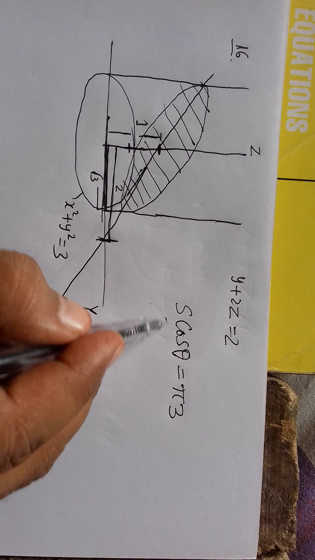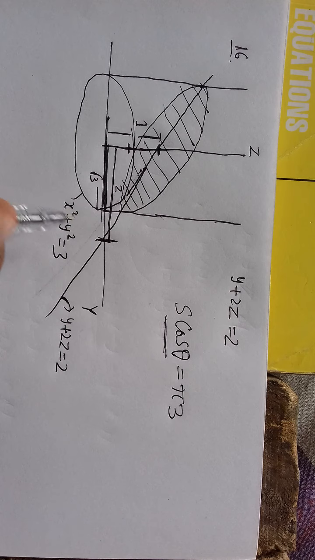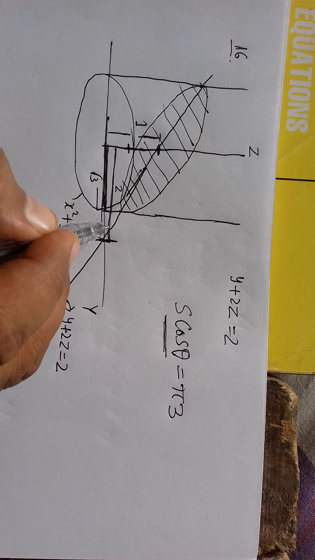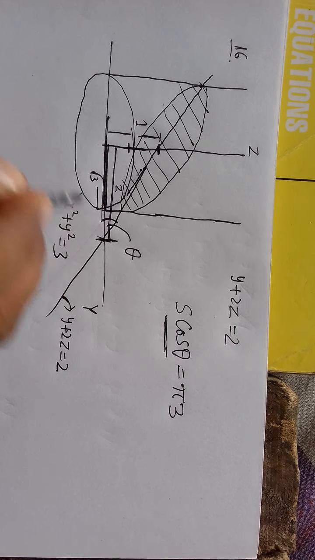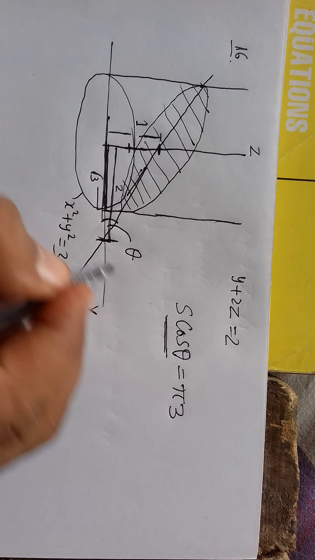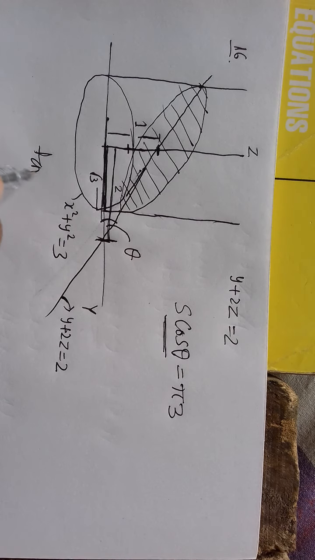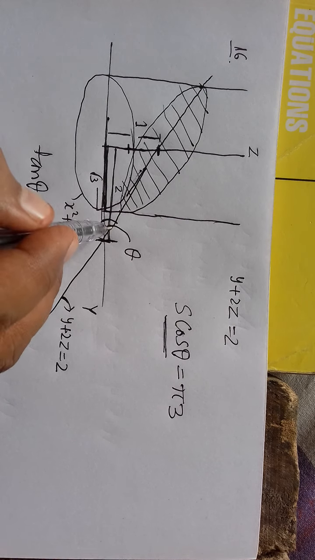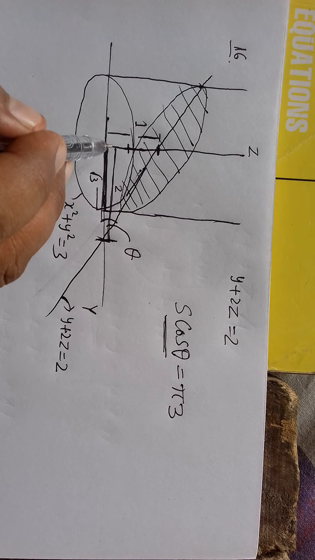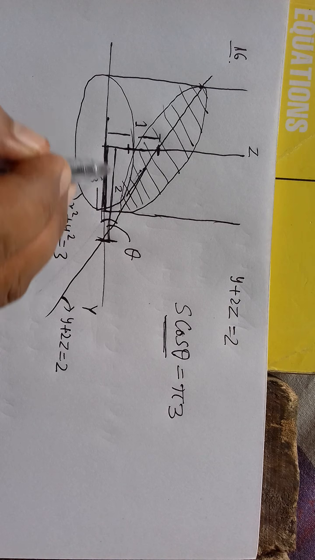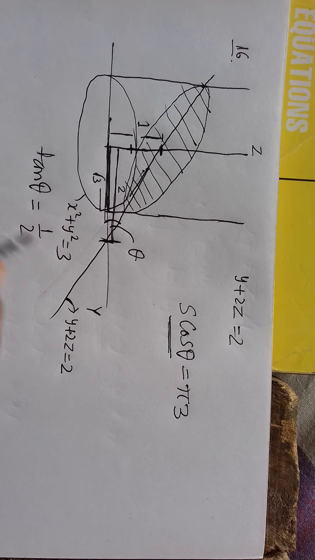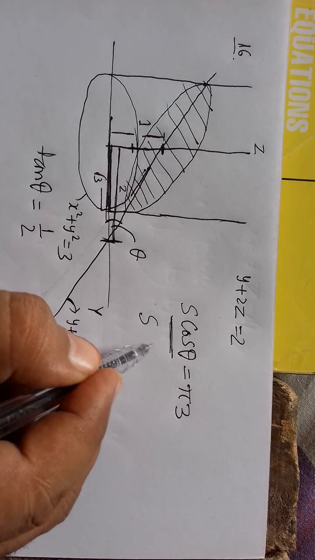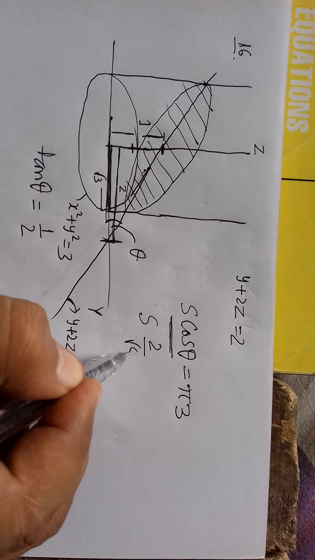Now we have to find cos theta. See here, theta is this angle. So tan theta will be 1 by this 2. Tan theta is 1 by 2. So from here we can find cos theta. Cos theta will be 2 by root 5.